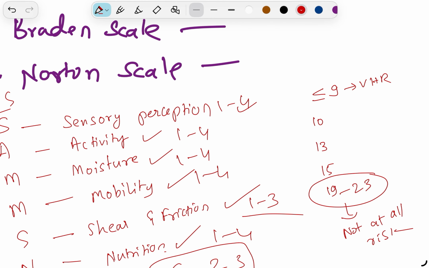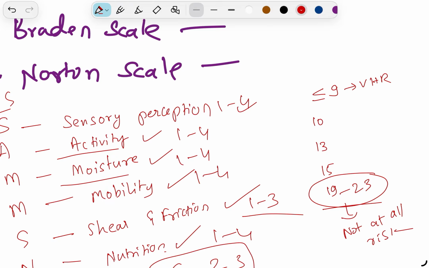They don't have any sensory deficit. They don't have any activity intolerance. They don't have any bad moisture. They have good moisture, good activity, and good sensation. These are all good, and they are getting the highest scores 4, 4, 4, 3, 4, like that. Getting 19 to 23 means they are not at risk.